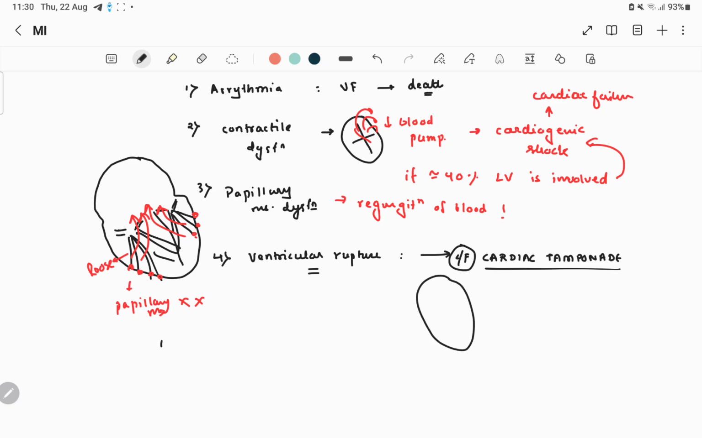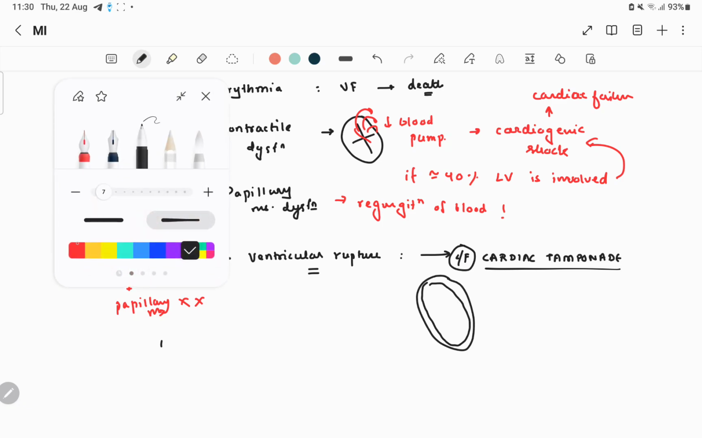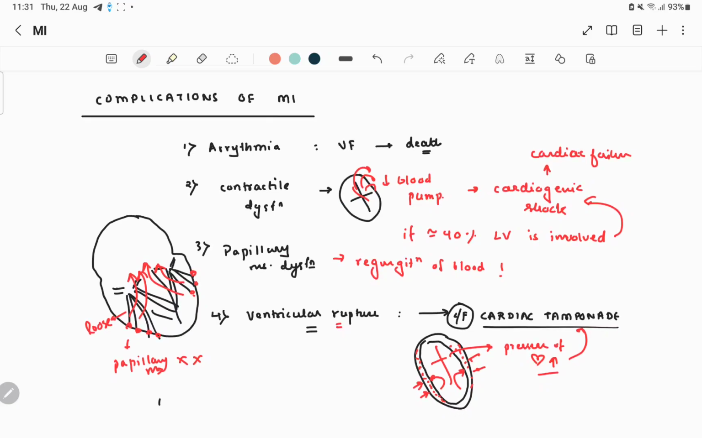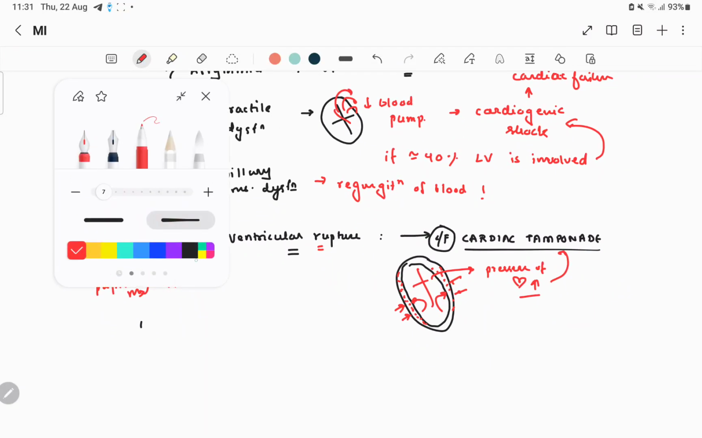So basically what will happen is that if this is the pericardium which is surrounding the heart, we'll have an accumulation of blood in the pericardial space due to the ventricular rupture. The ventricle has ruptured, due to which the blood has flowed into the pericardial space, and due to this fluid buildup, it will exert pressure on the heart. So there is increasing pressure on the heart, and this is called cardiac tamponade, right? Are you understanding? Yes.